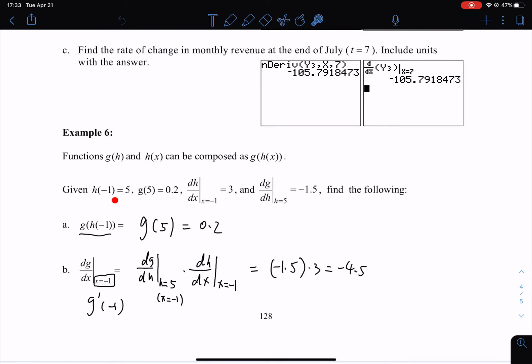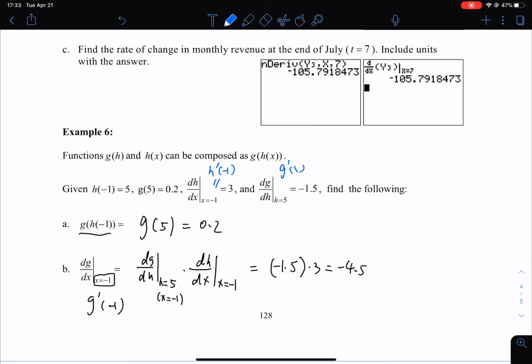we are given h of -1, g of -5, dh dx. This one, you can write it as h prime of -1. They're the same. And the other one is g prime of 5. They're the same. All right, so the first one, this is a function composition, g of h of -1. So this one is g. First, h of -1 is just 5. So g of 5, because this one is just 5. And then g of 5 is given directly, 0.2. So this one is 0.2.